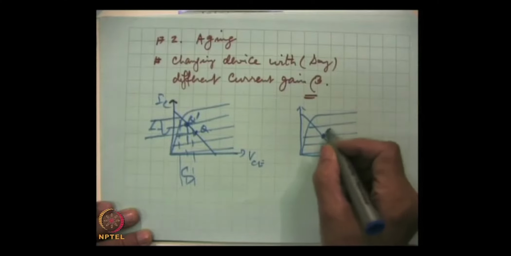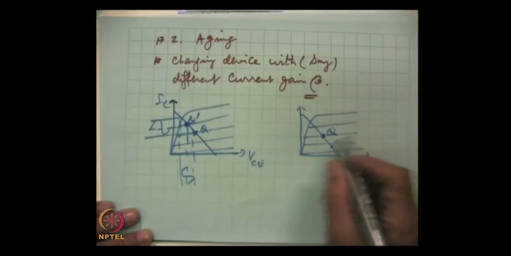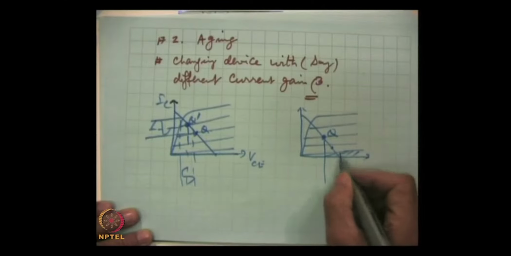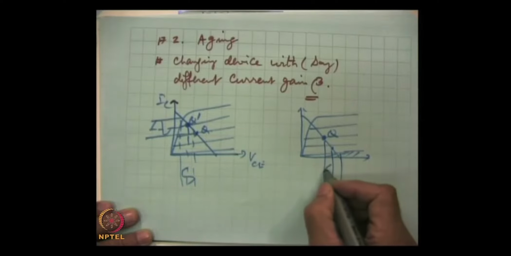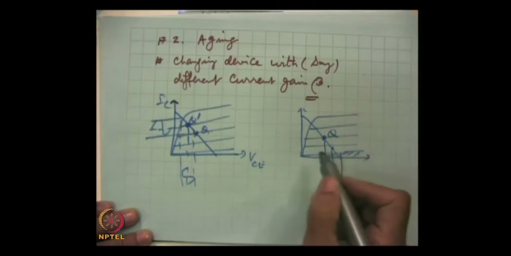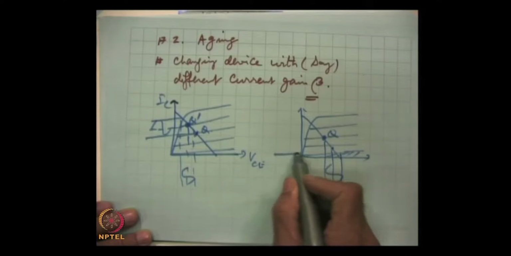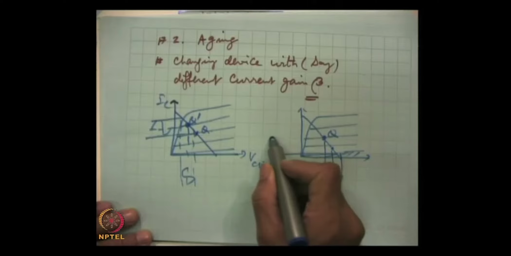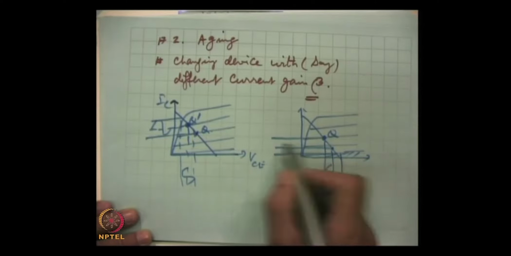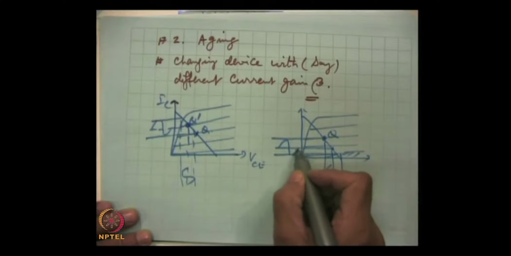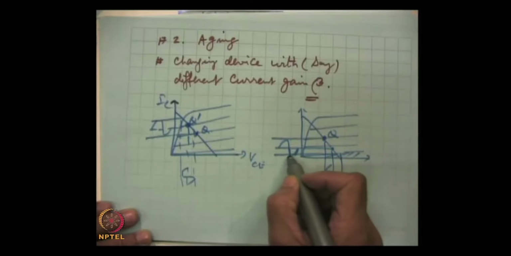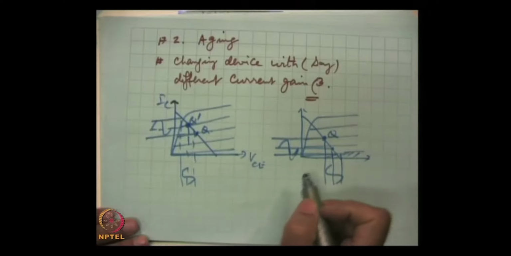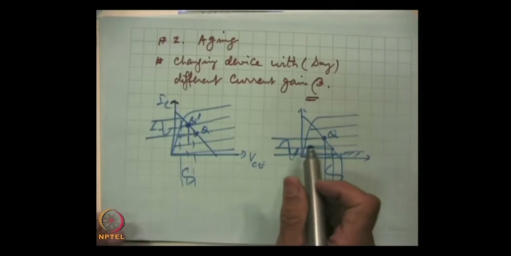If this was our original Q and it shifts here, and this is the cutoff region, then when we apply the signal, the output will be distorted, because beyond it, it will be independent of the AC signal. So, it will be distorted like this here. It should be like this, but this portion will be missing. So, we will get a distorted output.